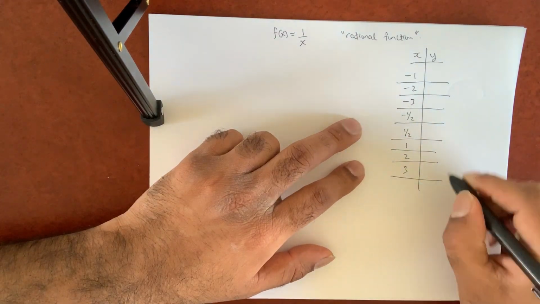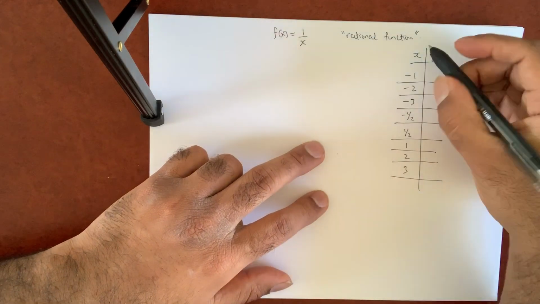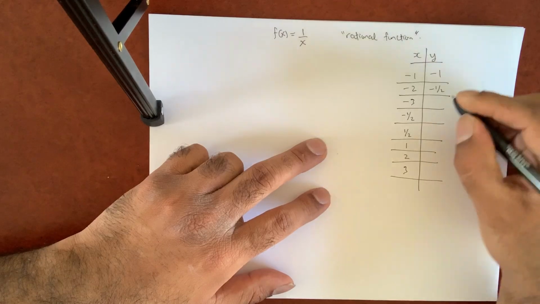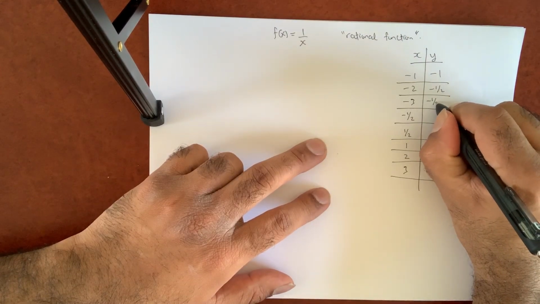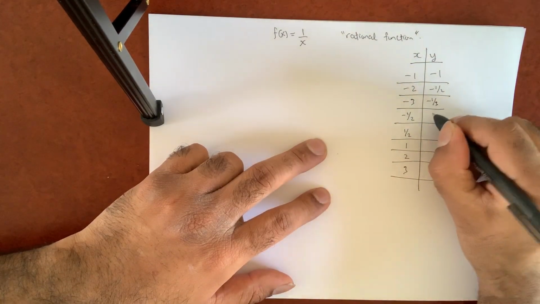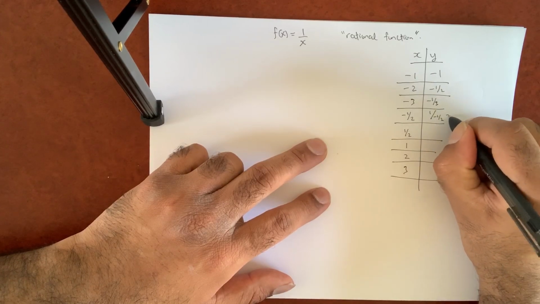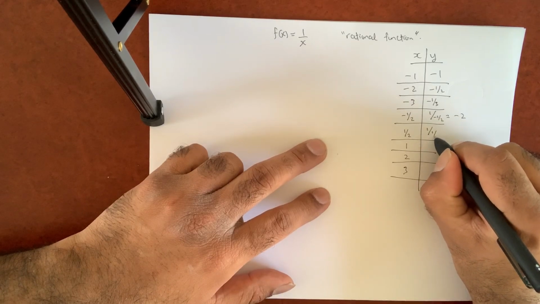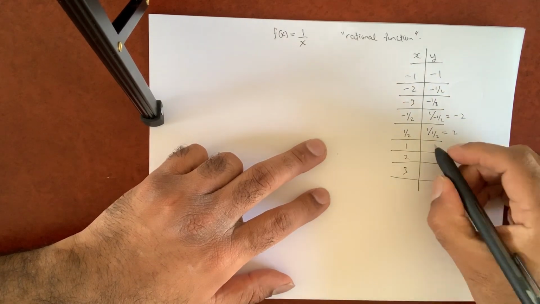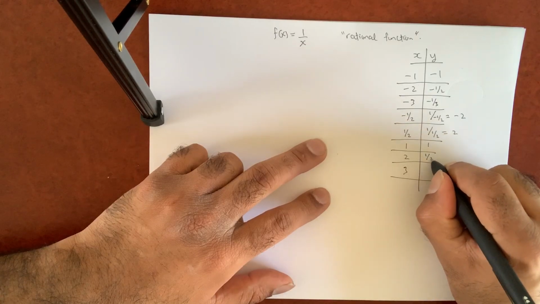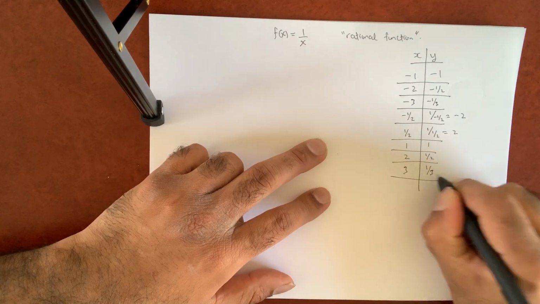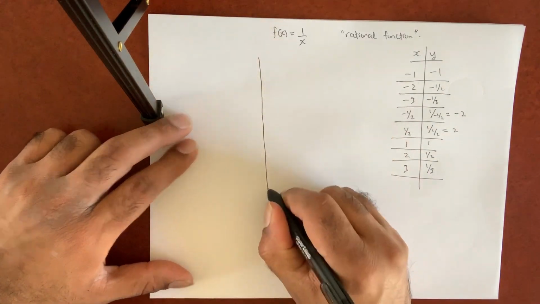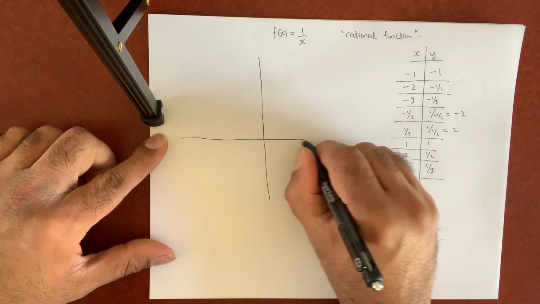Okay, so when we plug these in, x equals -1, 1 over -1 is -1, 1 over -2 is -1/2, 1 over -3 is -1/3, 1 over -1/2, that's -2. 1 over 1/2, that's 2. 1 over 1 is 1, 1 over 2 is 1/2, and 1 over 3 is 1/3. So these are some points that we're going to graph here.